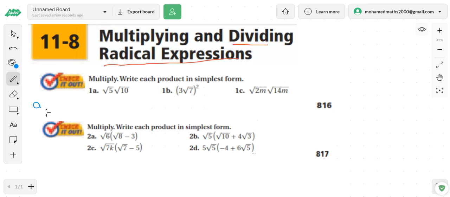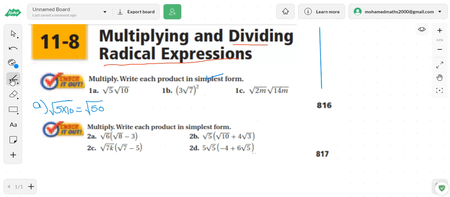So 1e, radical 5 times radical 10, so the answer is radical 50, or it's radical 5 times 10. We can multiply the two radicals together, so it's radical 50. But he asks us to write the answer in simplest form, so we have to factorize 50.